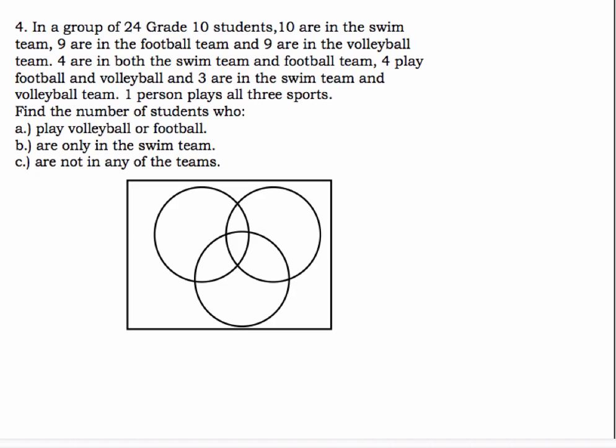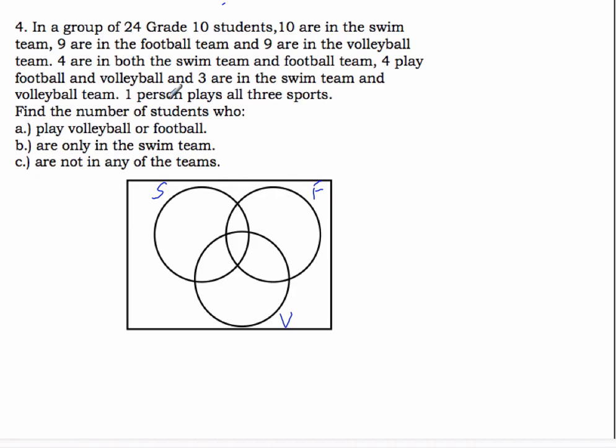So the next example, we have 24 grade 10 students. It says 10 are on the swim team, 9 on the football team, 9 on the volleyball team. So I'm going to write S, F, and V for swim team, football team, volleyball team. It says 4 are in both the swim team and football team, 4 play football and volleyball, and 3 are in the swim team and volleyball team. One person plays all 3 sports.